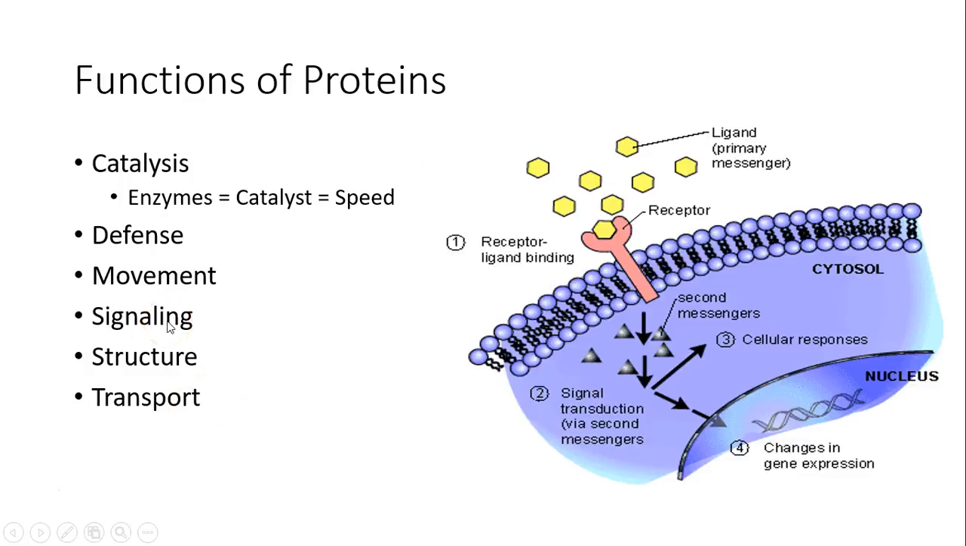Then we have proteins that are found on cell membranes. Remember, cell membranes have to communicate with the outside environment and send that message down to the nucleus where it controls all the cell's activities. So what happens is these proteins receive messages from the outside environment, send the messages down to the nucleus, and certain processes occur.